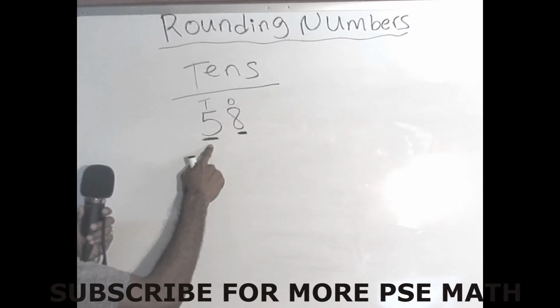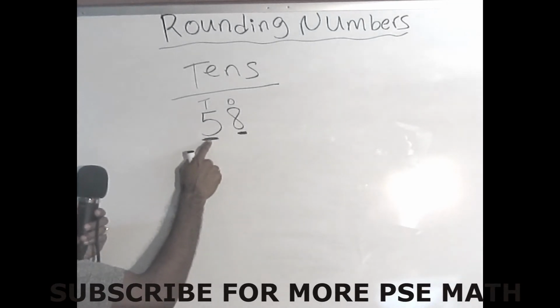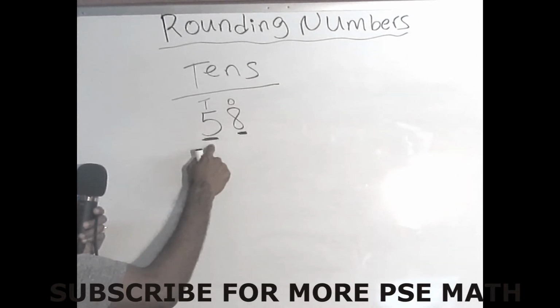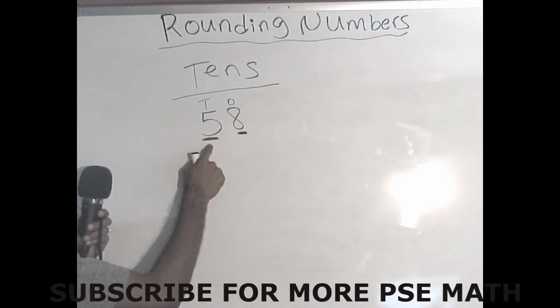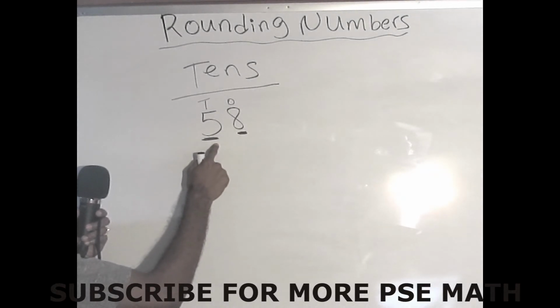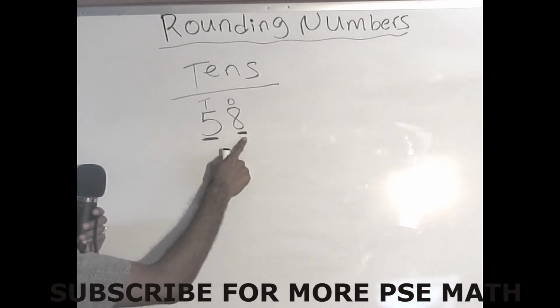Also, remember when you're rounding a number, you find that number that you're rounding. In this case, we're rounding 5 to the nearest tens. So we check the number before it. Also, if that number is 0, 1, 2, 3, or 4, the number that you're rounding will remain the same, and the other number will become 0.